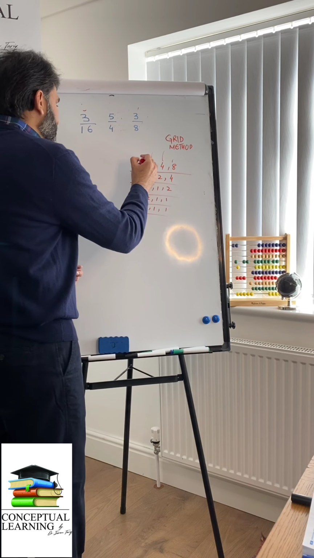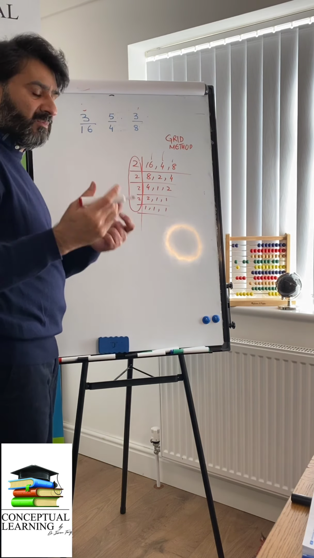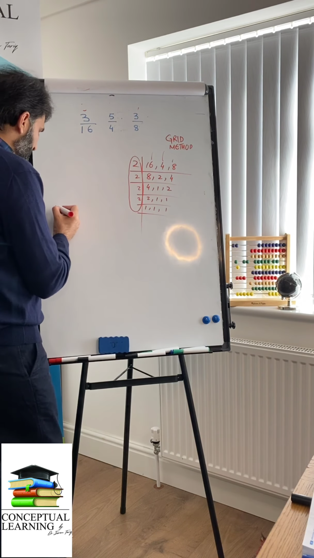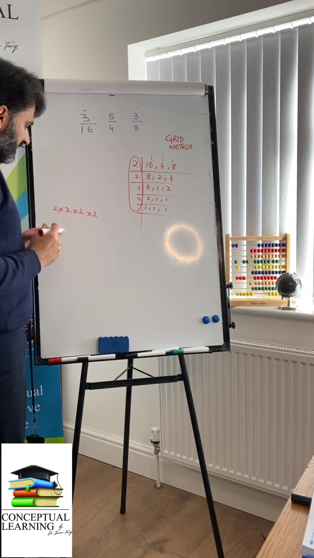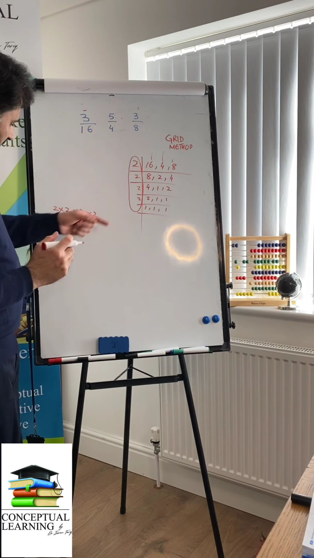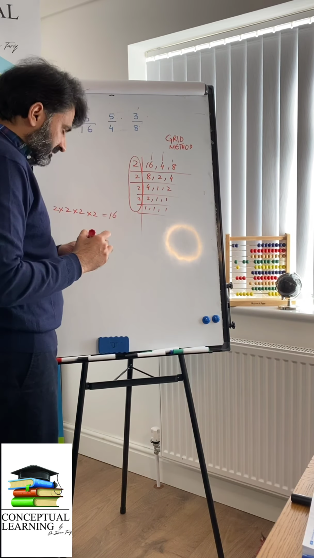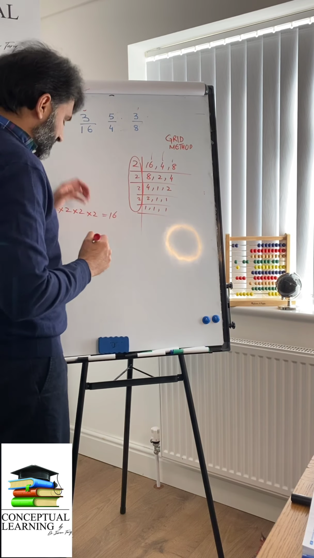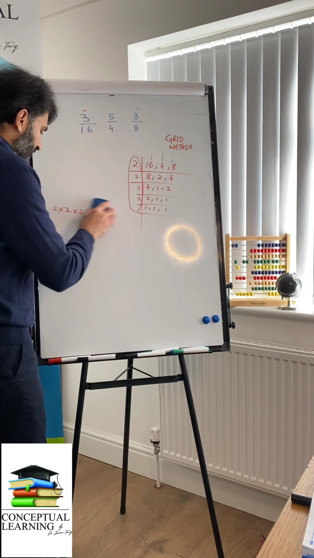Now, these divisions, this table, if you tie them together, that is your common denominator. So we have 2 times 2 times 2 times 2. If you multiply all these together, you get the answer 16. You can see the beauty of this method, and you can do this quickly. Now, we have 16 as the common denominator.